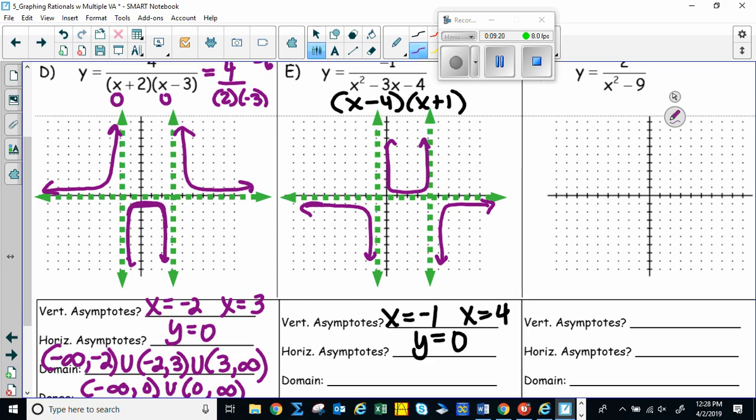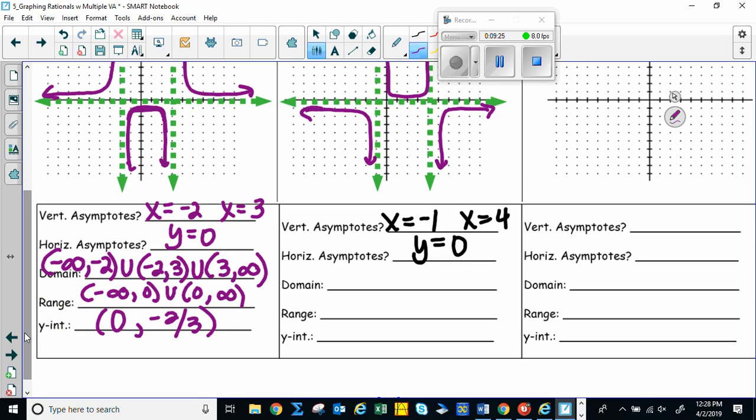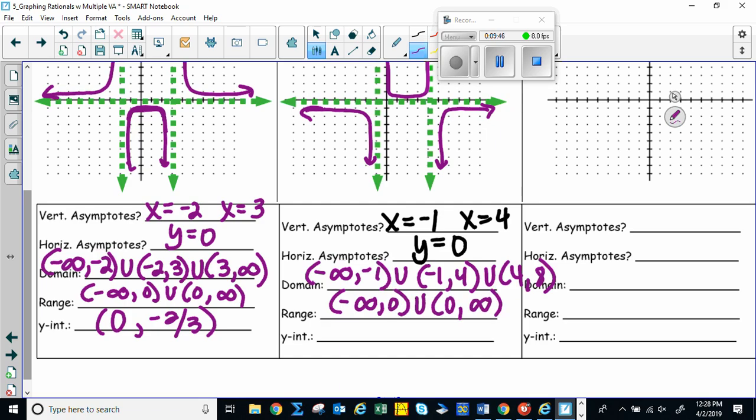Okay. So my domain. We'll fill in the domain here. So I'm going from negative infinity to negative 1. The order matters here, guys. From negative 1 to 4, we go from left to right, and 4 to infinity. Negative infinity to 0, and 0 to infinity. So this last little bit, you can do it first if you want. You don't have to wait to do it to the end. Sometimes if you plot that point, that'll help you know, hey, wait, which way am I supposed to graph my curves? So my y-intercept.